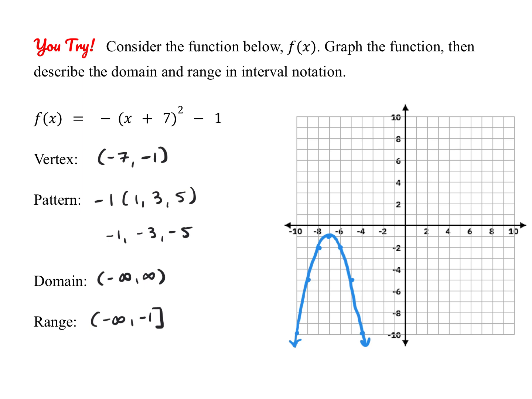All right, go ahead and check your work. Make sure you have the opposite x value here. So our vertex should be at -7, -1. Because of that reflection, we're actually going to go down 1, down 3, and down 5 for our pattern. And then you can check your domain and range here.